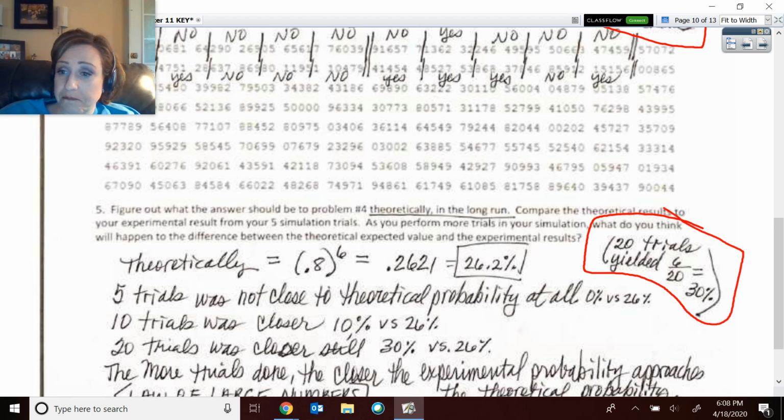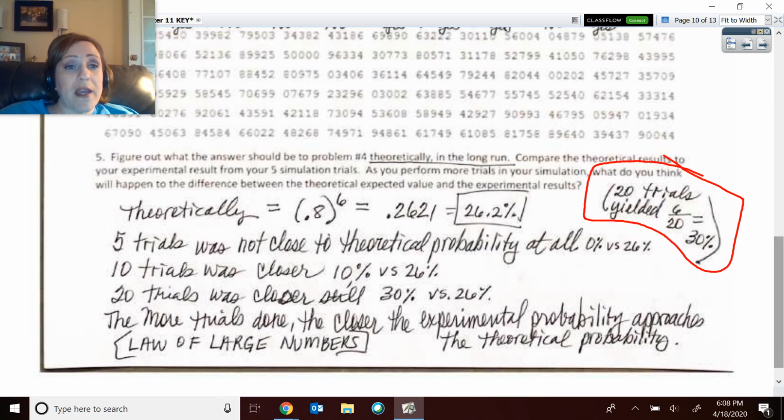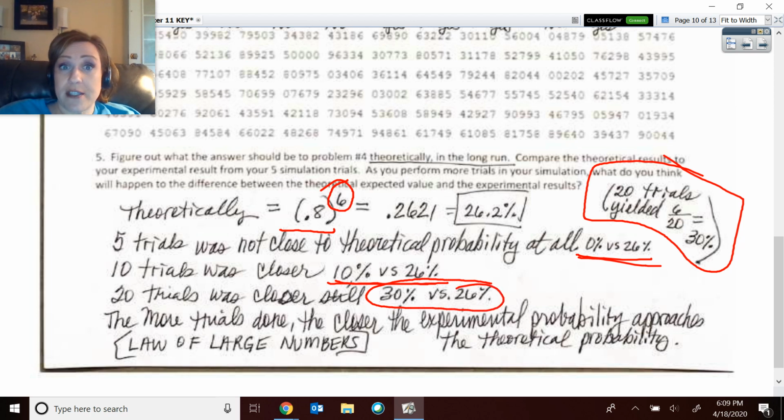So that was interesting because theoretically, in the long run, here's what we would have expected, that it was 80% chance with getting all 6 of them correct. So theoretically, 26.2. So again, 5 trials wasn't close at all to theoretically what should happen. 10 trials was closer, and 20 trials was the closest still. See, so again, the more and more trials you complete, the closer you will get to what theoretically should be happening.